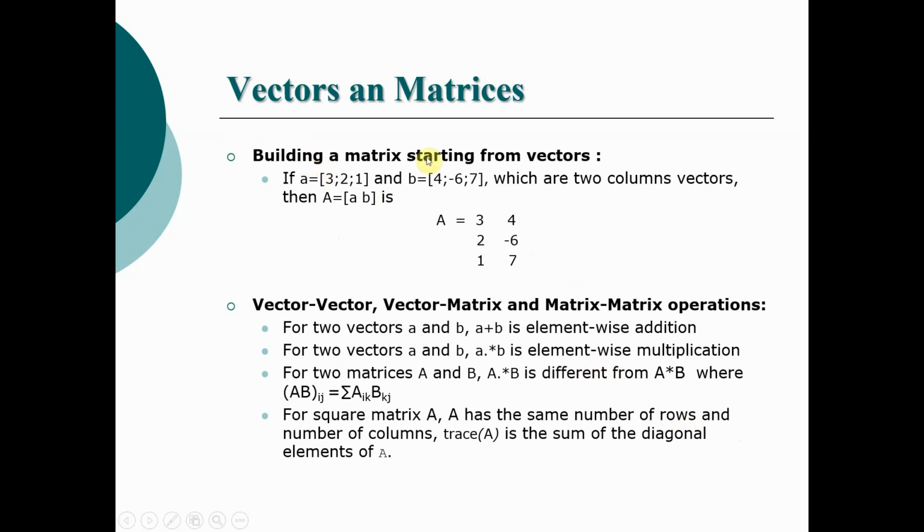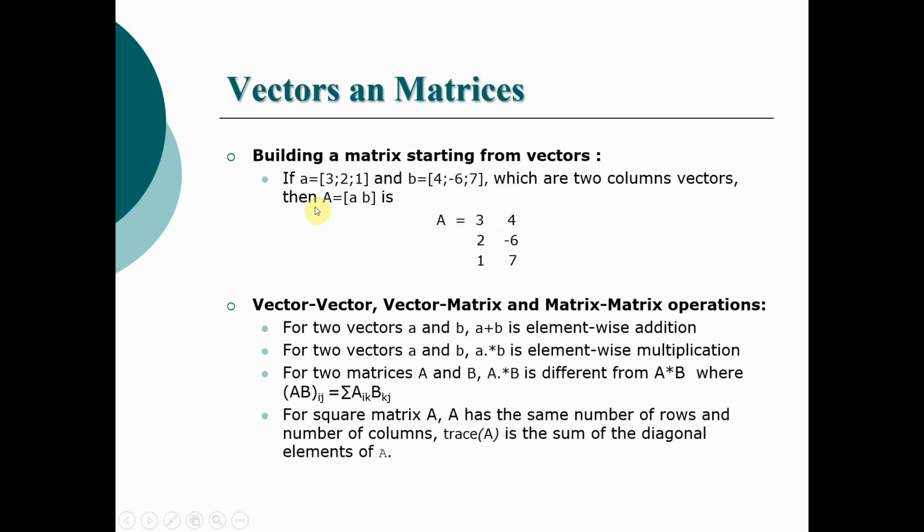So you can also build matrices from vectors. You can put them beside each other, or you can put them under each other. So here we have a 3 by 1 matrix, or we can think of this as a column vector, 3, 2, 1. And this one has the same size. It's also 3 by 1: 4, minus 6, and 7.